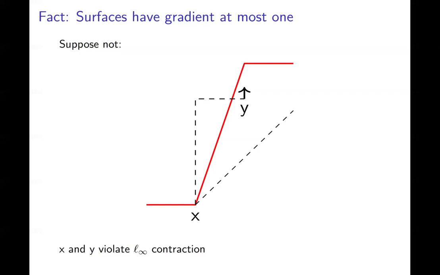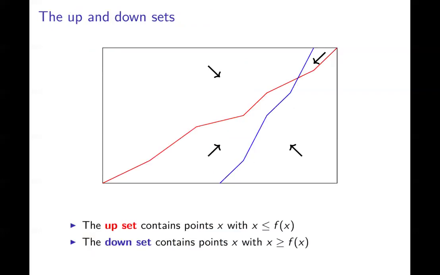Which gives us the fact that surfaces must have gradient at most 1 and can move by gradient at most 1, which gives the fact that surfaces must be connected. The up and down sets can now be defined based on the surfaces. The up set is a set that contains all the points where f is pointing upwards in all dimensions, and the down set is a set of points where f is pointing downwards in all dimensions.